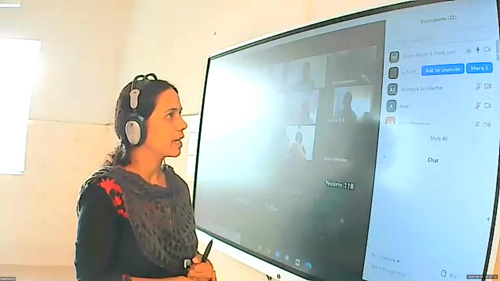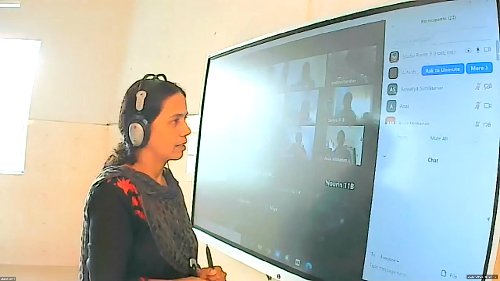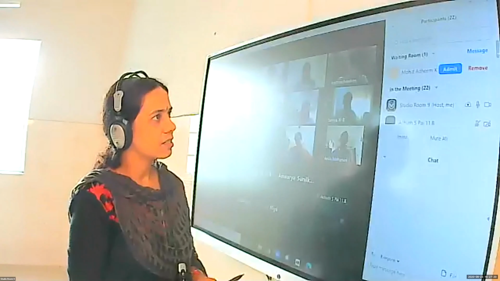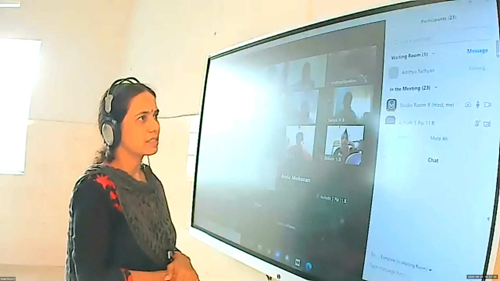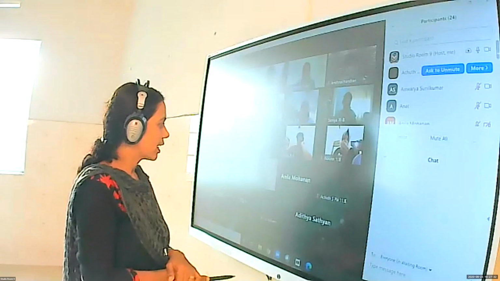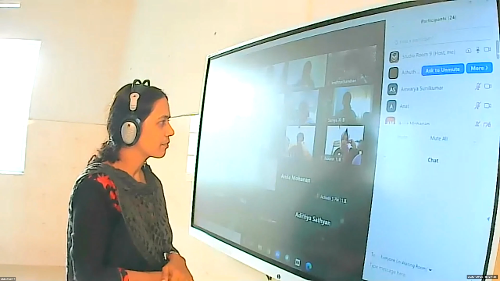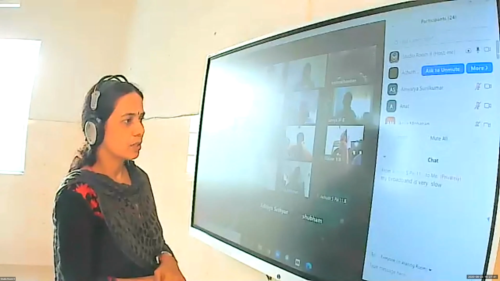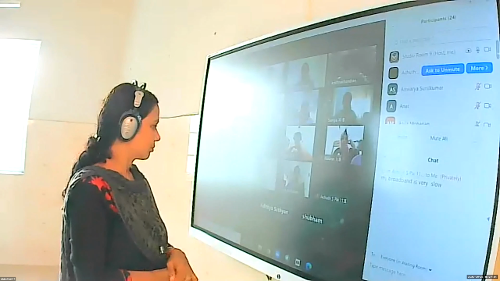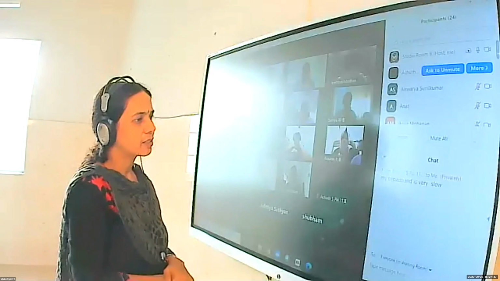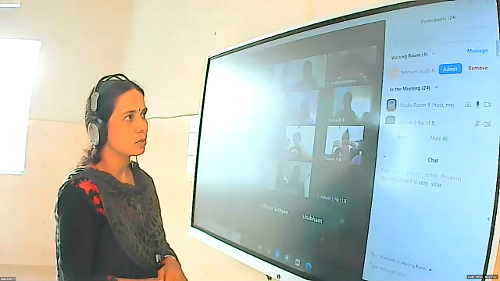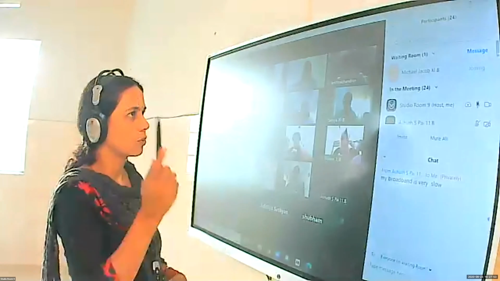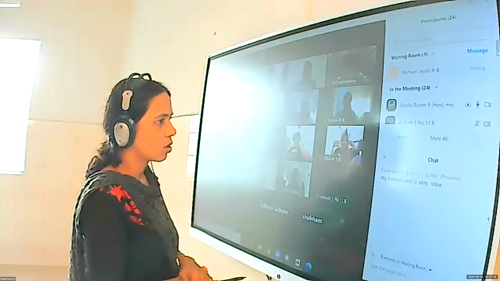0 factorial is defined as 1. 1 factorial is also defined as 1. And n factorial we can define as n into (n minus 1) factorial. So using this we will try solving some questions.